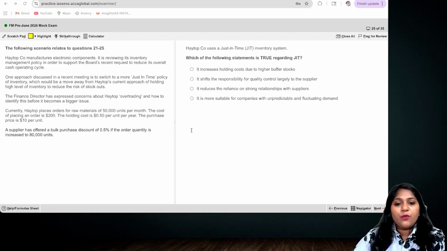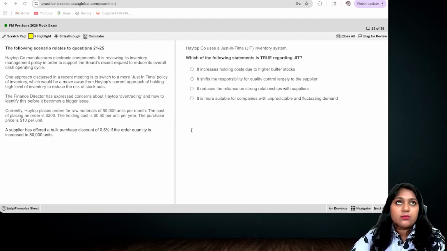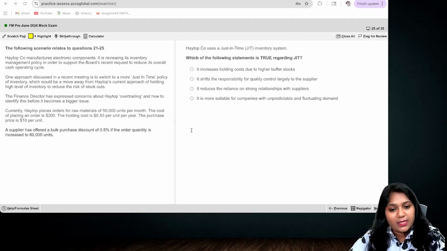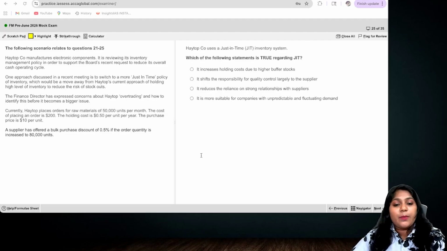Okay. Now let's move to the next one. A top company uses just-in-time inventory system. Which of the following statements is true regarding JIT? It increases holding cost. Guys, more inventory, more holding cost. JIT is about less inventory. Now, it shifts the responsibility for quality control largely to the supplier. Yes, guys, because you can't rely on somebody who's supplying poor quality, and that can stop the whole production line. So I need a high reliability from a supplier, especially on high quality supplies. The answer has to be option B, but let's also see C and D.